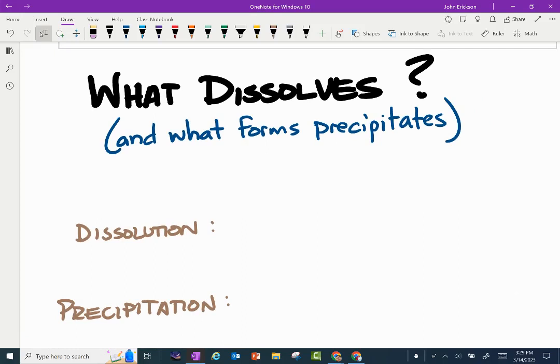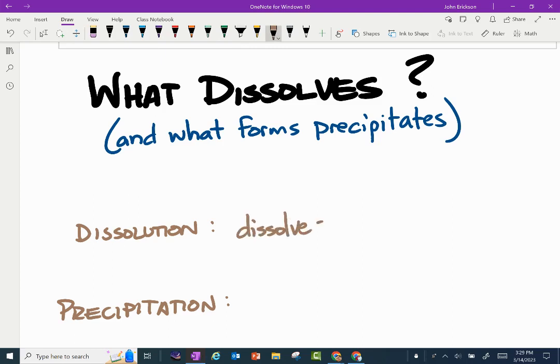All right, in this lesson, we're going to take a look at the concept of solutions and what dissolves, and also what forms precipitates. So what do I mean by what dissolves? Dissolution is the noun. It means you take an ionic compound and you break it apart. So I'm going to give this a more generic definition. Dissolution is really just when anything dissolves.